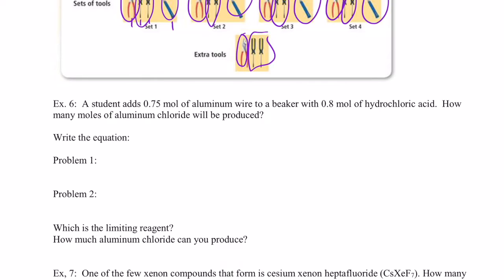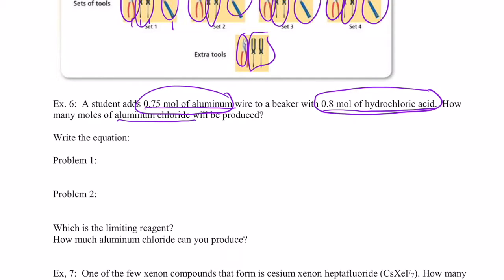Let's say that a student has 0.75 moles of aluminum, and she adds it to a beaker with 0.8 moles of hydrochloric acid. How many moles of aluminum chloride will be produced? Well, you'll notice that we have 2 reactants or 2 reagents here, 0.75 moles of aluminum and 0.8 moles of hydrochloric acid. One of those will limit the amount of aluminum chloride or product that I can produce.